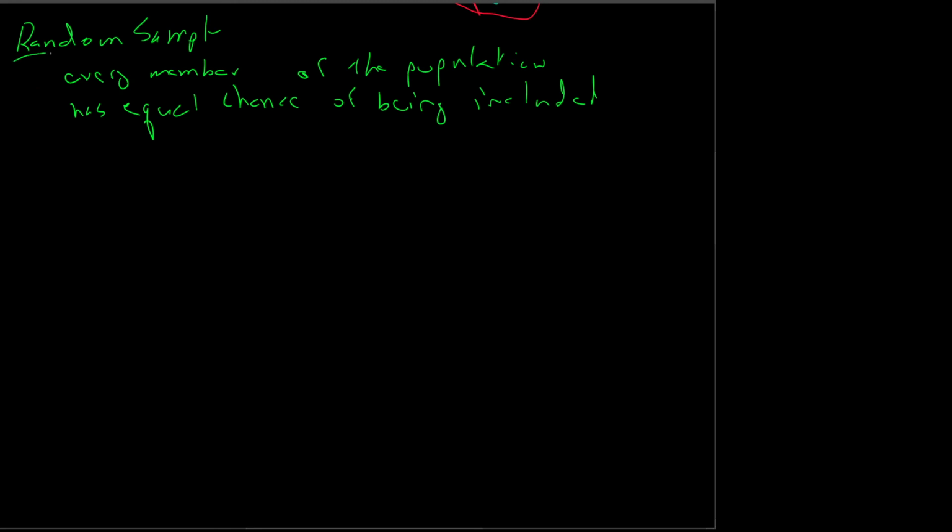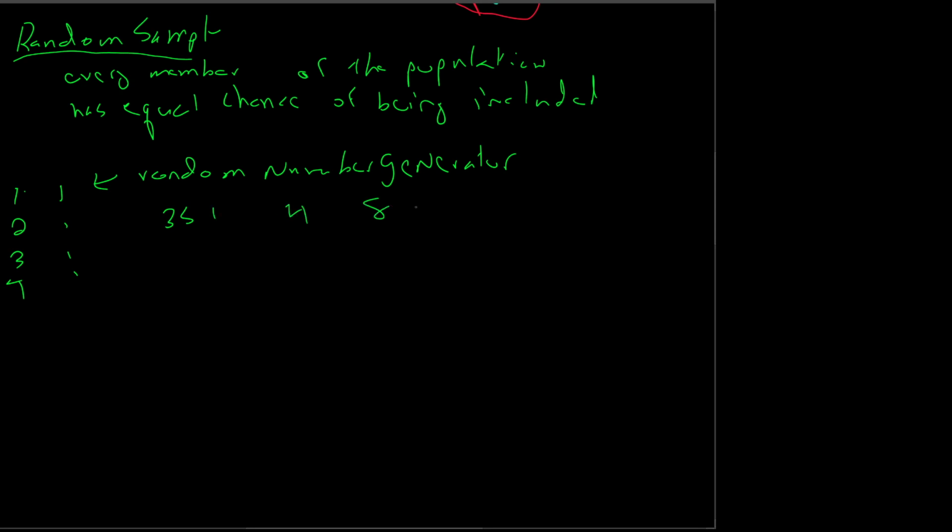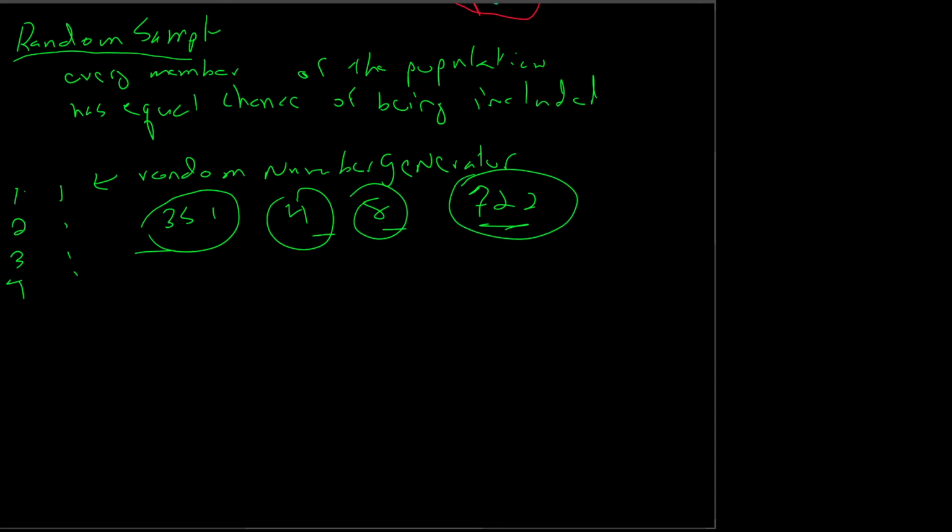What we can do with random samples is, we might have the whole population and we use a random number generator. And we say 1, 2, 3, 4, 5, and we use a random number generator and we figure out we need 351, 4, 8, 722, whatever the random number generator gave us, and we grab the member of the population that we've assigned that number to. And so each member of the population gets assigned a number, and then we have some software program or some table that gives us a set of random numbers, and we grab case number 351, and we use that. And we pull that out, and that's the sample we go.